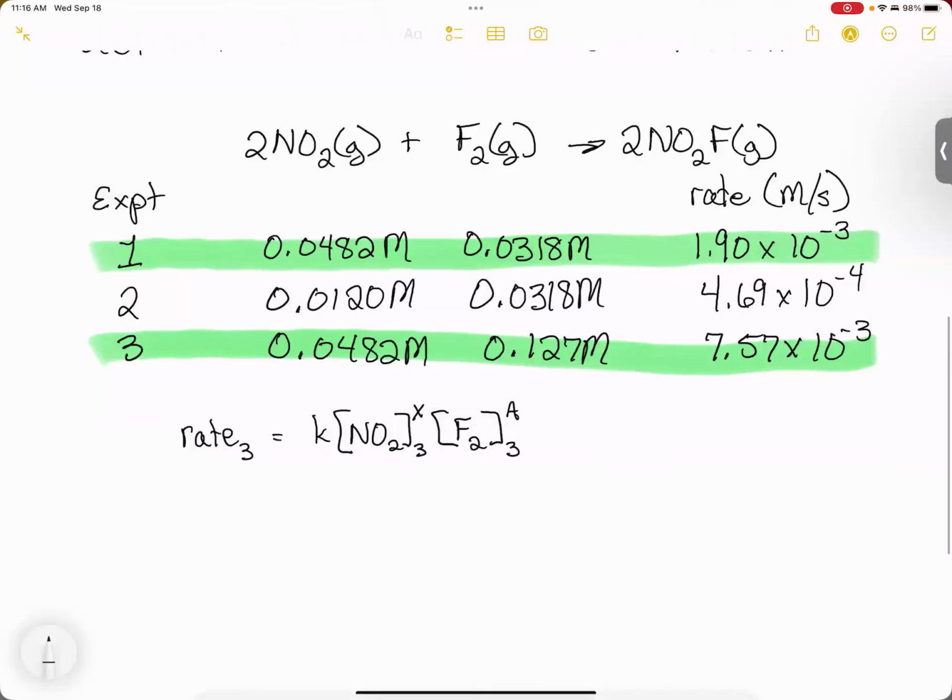and we can divide that rate law by the rate law for experiment 1. Rate law for experiment 1 is equal to the rate constant times NO2 for experiment 1 raised to its power times the concentration of F2 for experiment 1 raised to its power.